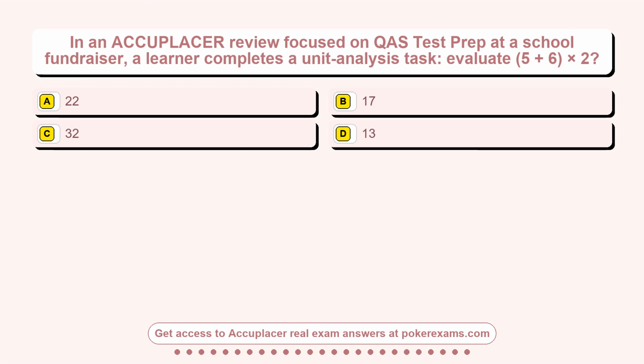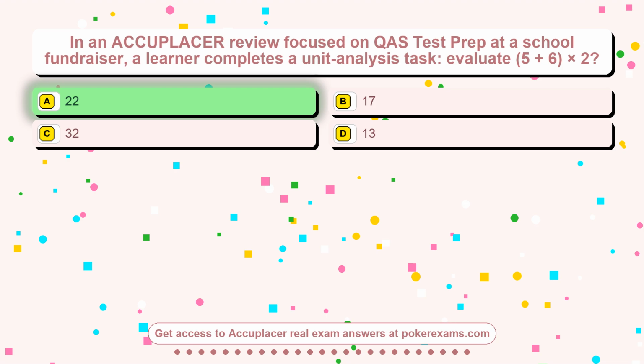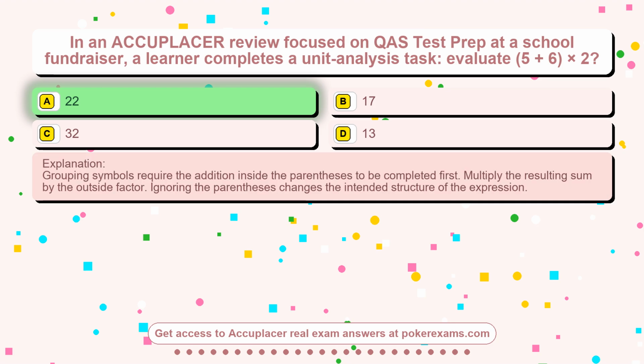Question 13. In an Accuplacer review focused on QAS test prep at a school fundraiser, a learner completes a unit-analysis task. Evaluate 5 plus 6 times 2. Option A, 22. Option B, 17. Option C, 32. Option D, 13. The correct answer is option A, 22. Grouping symbols require the addition inside the parentheses to be completed first. Multiply the resulting sum by the outside factor. Ignoring the parentheses changes the intended structure of the expression.